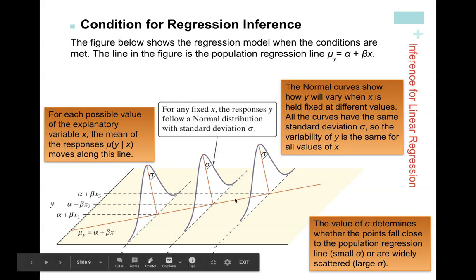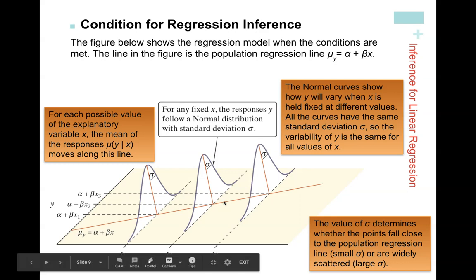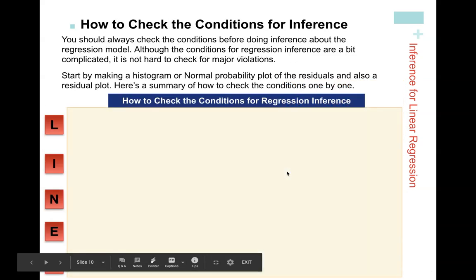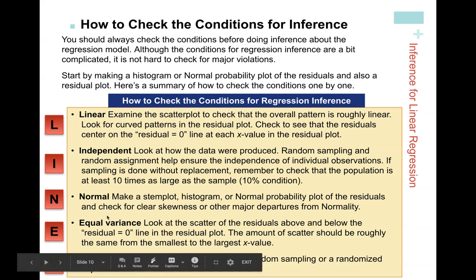So this population regression line is also called the mean of all your y's, right? Because it's the mean of the y's. So the mean of all the y's is equal to alpha plus beta x. So that is the true population regression line. Okay. So the conditions for normality and equal variance really go back to that diagram.